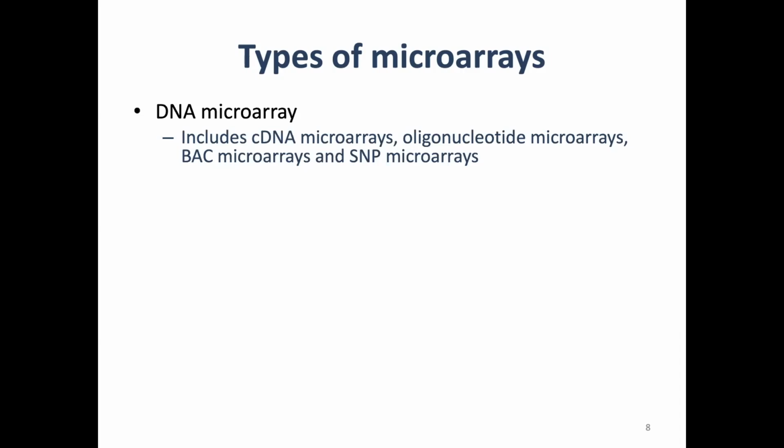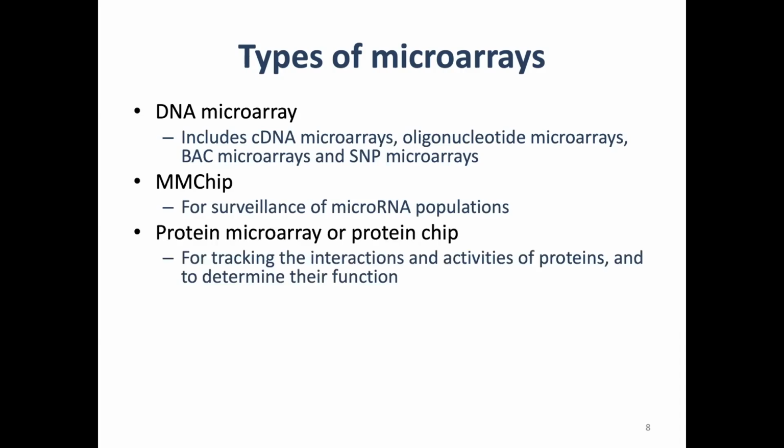DNA microarray is very common, including cDNA microarrays and oligonucleotide microarrays. These are very common types of microarray for gene expression profiling. Besides that, there are BAC microarrays, SNP microarrays, and the MMChip, which is for surveillance of microbial populations. There is the protein microarray or protein chip, which is for tracking the interactions and activities of proteins and to determine their function.